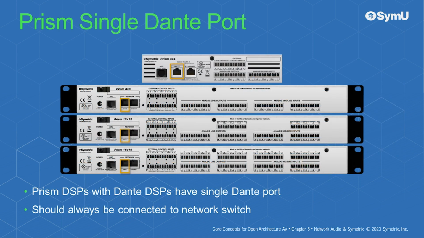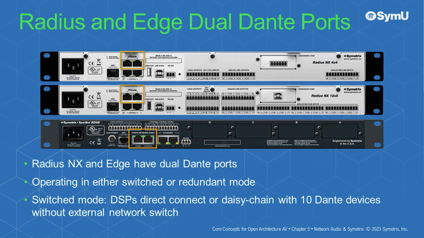The Prism line of Dante DSPs feature a single Dante port and should always be connected to a network switch. Radius NX and Edge all feature dual Dante ports. These DSPs are capable of operating in either switched or redundant mode. While in switched mode, these ports enable the DSPs to either be direct connected or daisy-chained with up to 10 other Dante devices without the use of an external network switch.